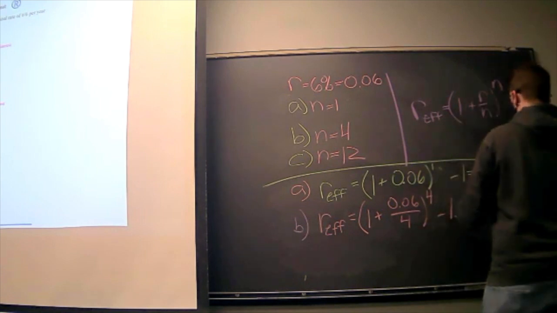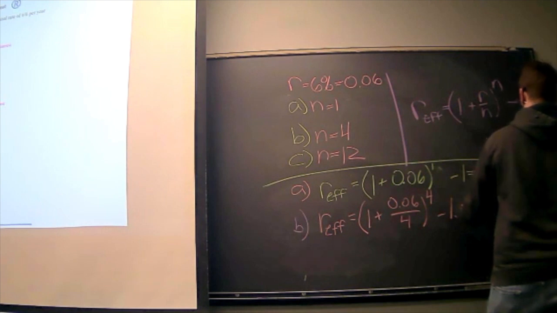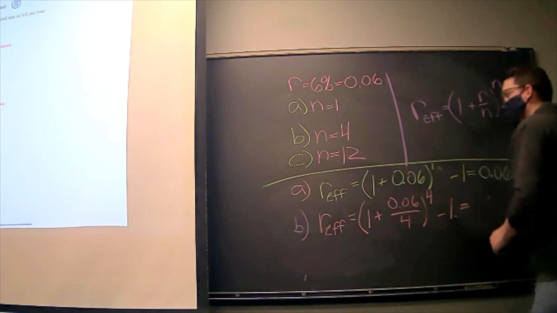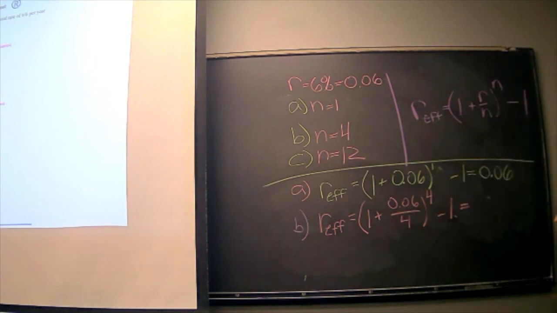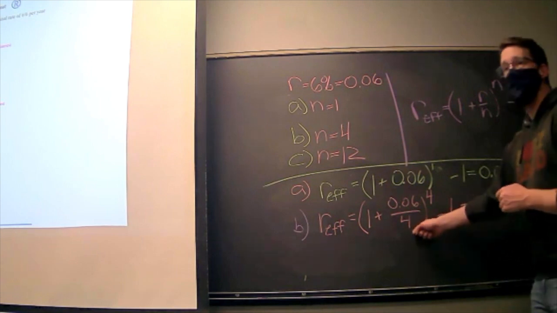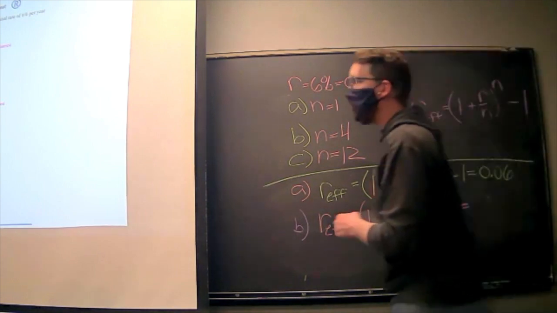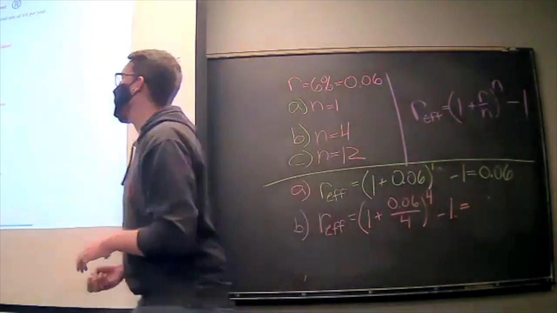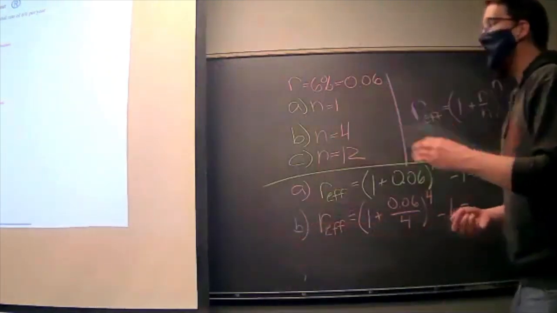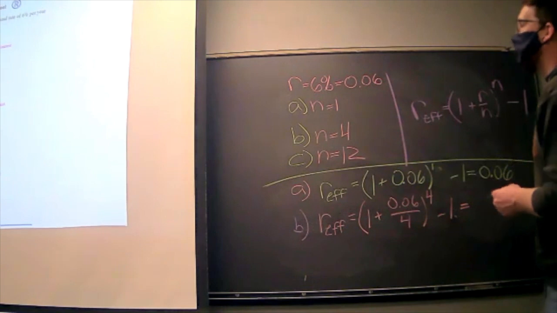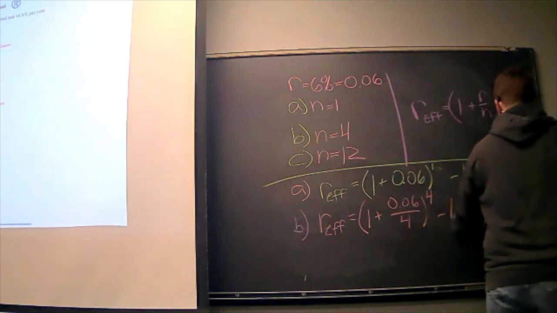And I should write these answers as decimals, not as percentages. Now, I'm not going to pretend to know what this comes out to be, so I'm going to go ahead and cheat and look at what we have on the slide. It's going to come out to be 0.0614.